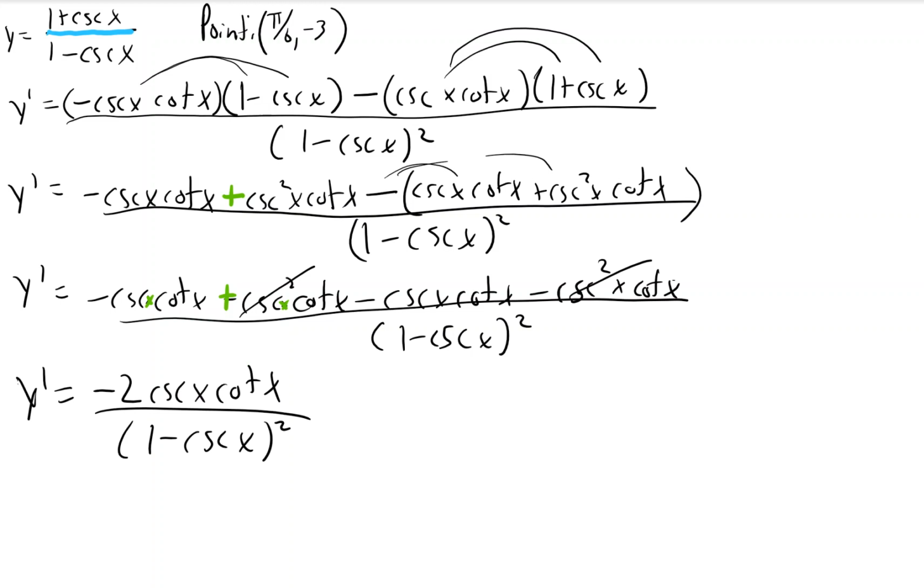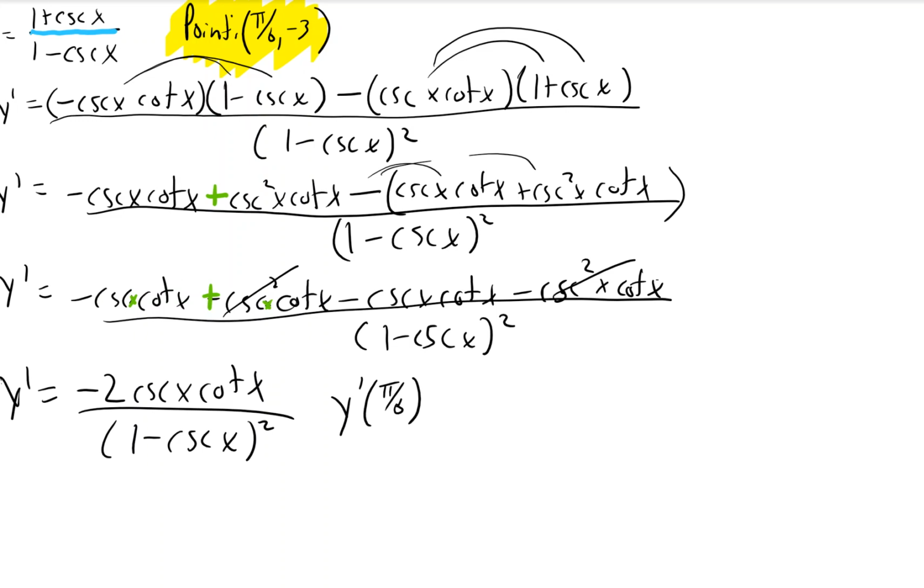Alright, not much more I can do with the derivative. Now I can worry about the other part of the question. What is the derivative at this point? So I don't really even need this negative 3 here this time, because I only have x values to plug in. So the derivative at pi over 6 is going to be negative 2 times the cosecant of pi over 6 times the cotangent of pi over 6 over 1 minus the cosecant of pi over 6 squared.